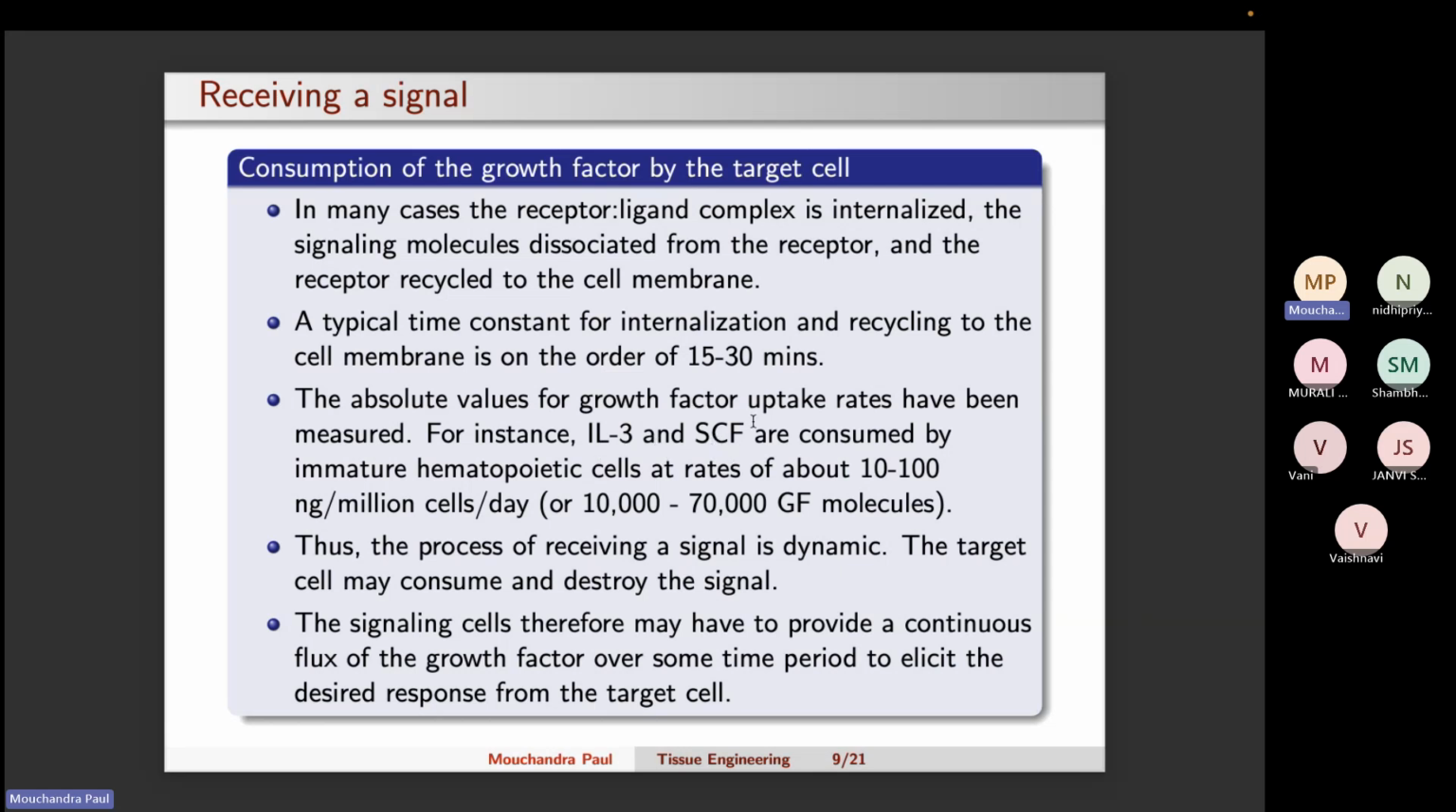SCF is also a growth factor. These two growth factors are consumed by the hematopoietic cells, hematopoietic stem cells basically, at a rate of 10 to 100 nanogram per million cells per day. Per day, per million cells, they consume this much signaling molecule, or you can say 10,000 to 70,000 growth factor molecules are internalized. So these are some numbers on how much of the growth factor molecules are consumed by the target cell.